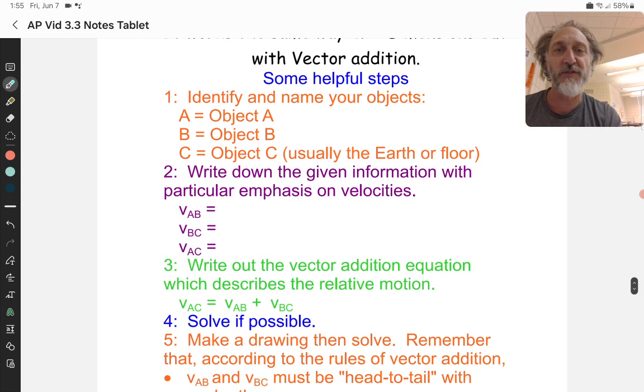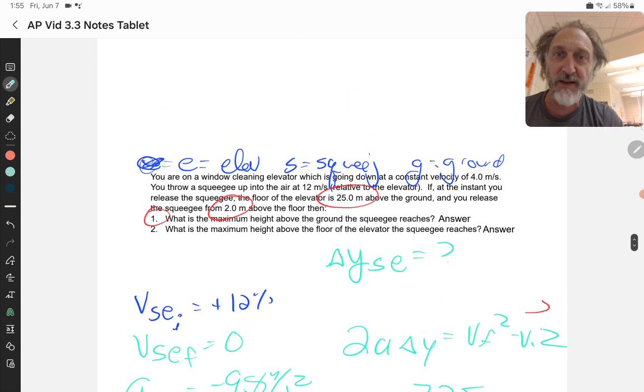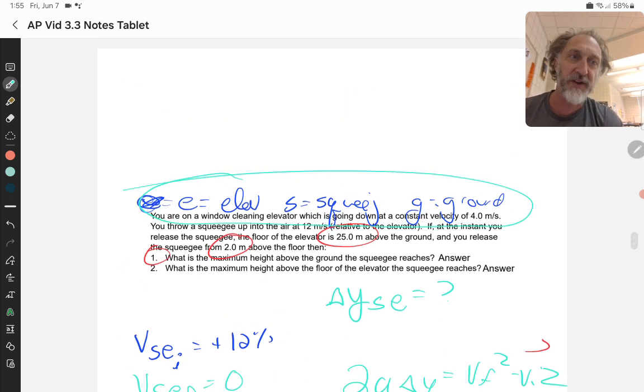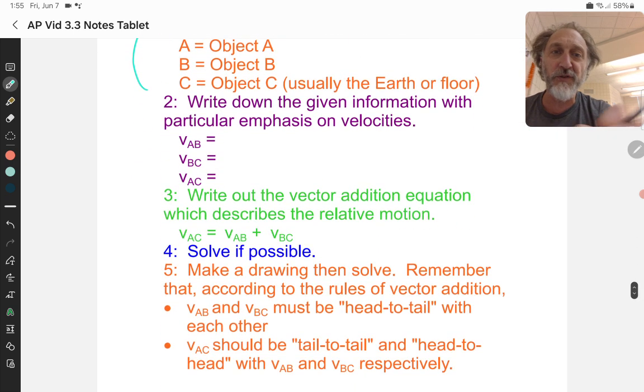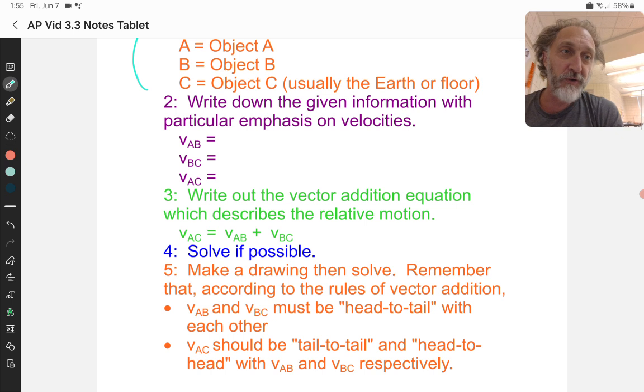Okay. Step number 1: identify your objects. Tell me what the objects are, exactly like I did here with the elevator and the squeegee in the ground, okay? Step number 2, write down the given information, specifically focus on those velocities, because that's what usually is going to be the issue, okay? And what I want you to do is write it down in unit vector notation if you can. Write down the direction of the vector if you can. Like if you know that one of the vectors points straight up, then draw a little arrow. This has to point straight up. If you know the size of the vector, but not the direction of the vector, make a note about that, okay? Kind of tell yourself everything you can about each vector in the space, all right?